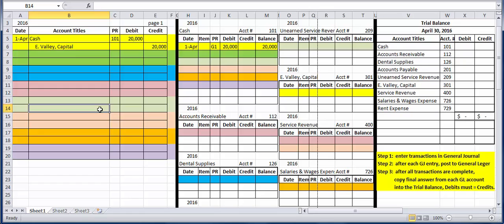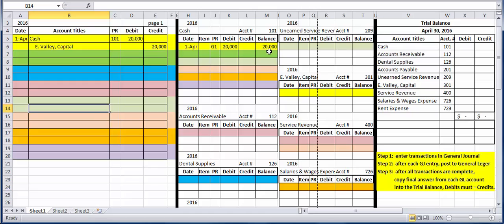So if we put 112 in this little PR column instead of 101, we'd be like, oh my God, I posted it to the wrong spot. No, we did post it to the right location. So just a quick note about account numbers. Account numbers are somewhat arbitrary except for the first digit. The first digit really represents what category you're working with.